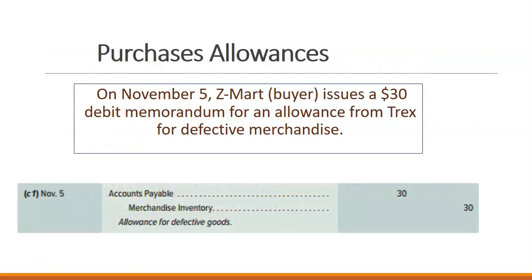With the purchase allowance, we have that we received a $30 debit memorandum for an allowance for defective merchandise. So we're going to reduce the amount of our accounts payable. This says that of that $500 order, we only now owe them $470 because they gave us a $30 credit. So we're going to remove that amount. We're also going to reduce the amount of our merchandise inventory because we took a smaller amount on that inventory.